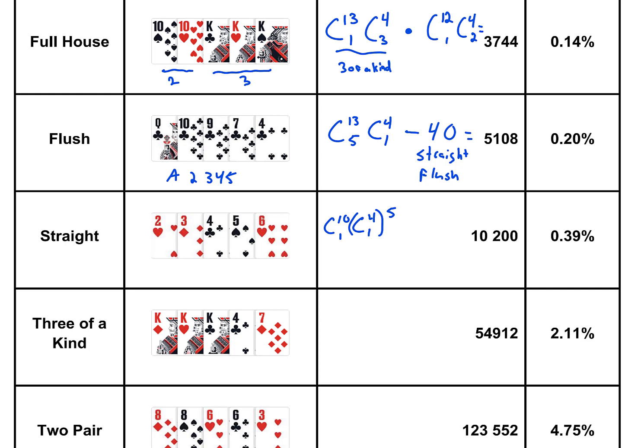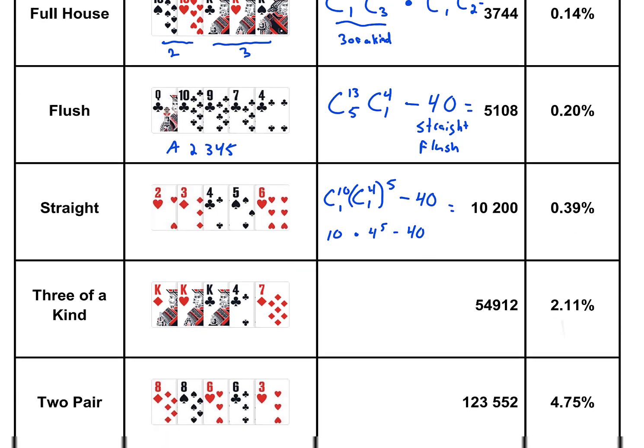But then again, you might get unlucky by this and they all have the same suit, right? That'd be unlikely, but that happens. So then you need to subtract your 40 straight flushes to give you the answer. So 10 choose 1 is just 10, 4 choose 1 is just 4, so that'd be 10 times 4 to the 5 minus 40, and I believe this should give you the 10,200 in this case.